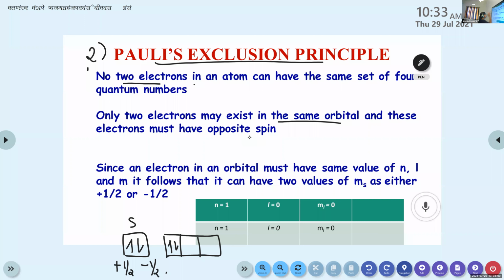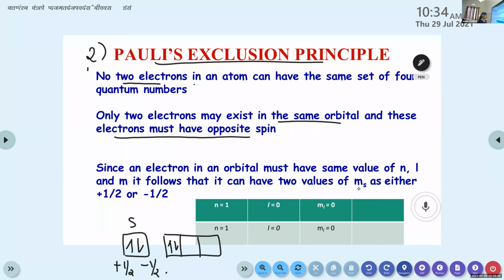I'm repeating this principle once again. No 2 electrons in an atom can have the same set of 4 quantum numbers. If the principal quantum number, azimuthal quantum number, and magnetic orbital quantum number are the same, then the spin quantum number will be different. Since an electron in an orbital must have the same value of n, l, and m, it follows that it can have 2 values of ms.